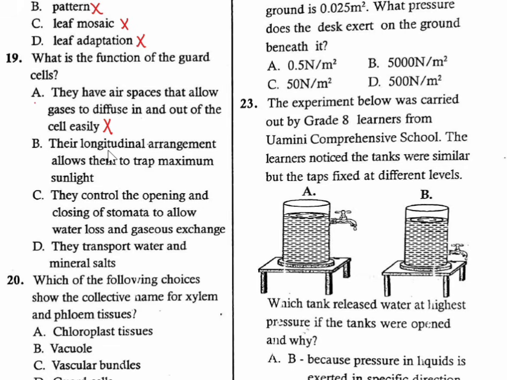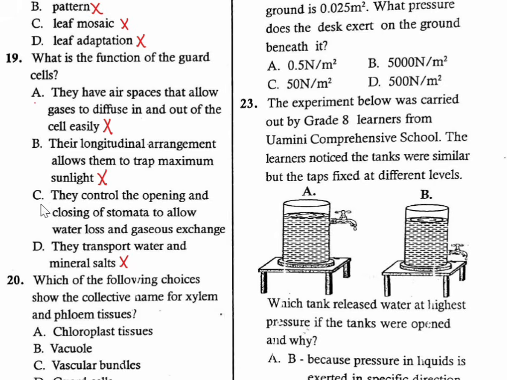Part B, their longitudinal arrangement allows them to trap maximum sunlight. This describes the palisade layer, the cells which we call the palisade cells. So that's not a function of the guard cell. Part D, it transports water and mineral salt. That is not true. Water is transported by the xylem, so not the function of the guard cell.